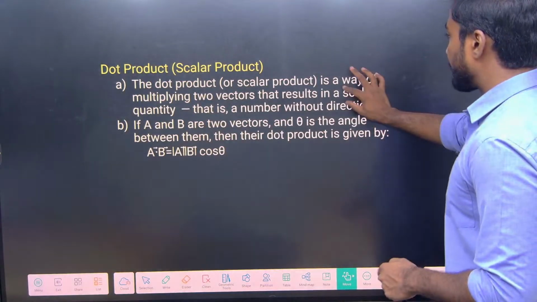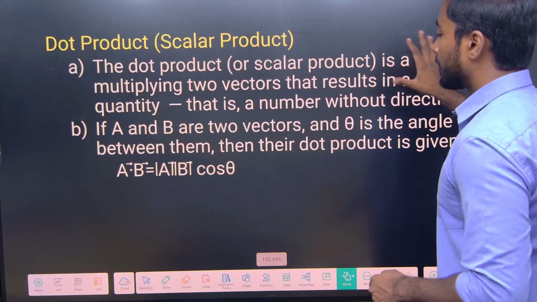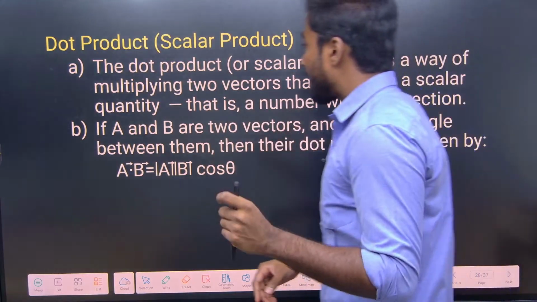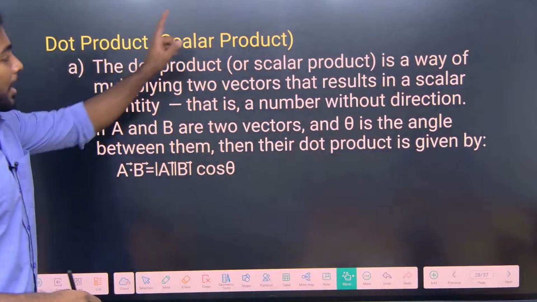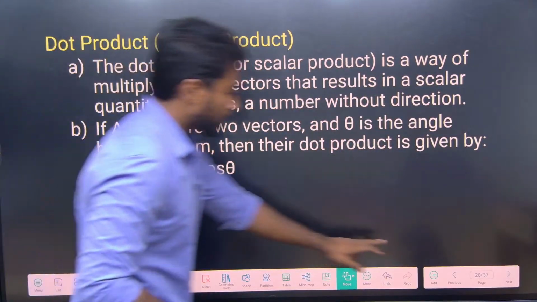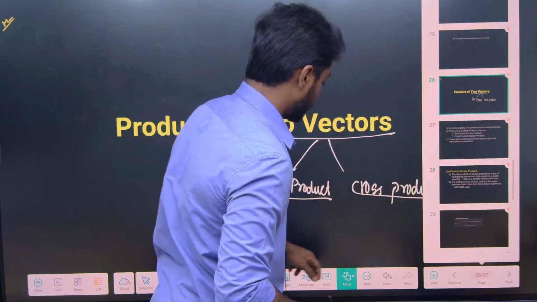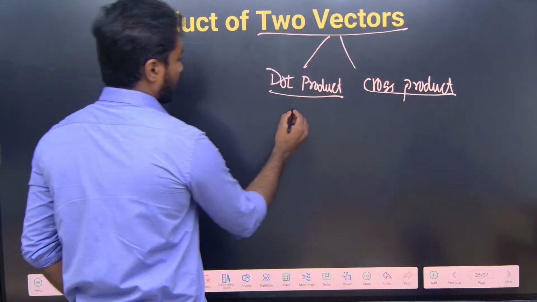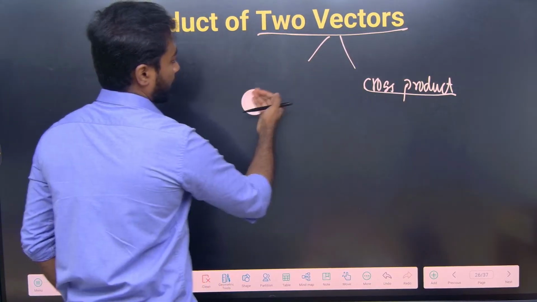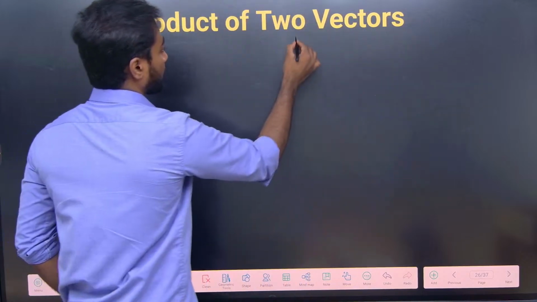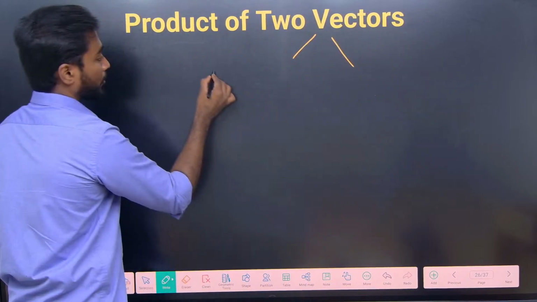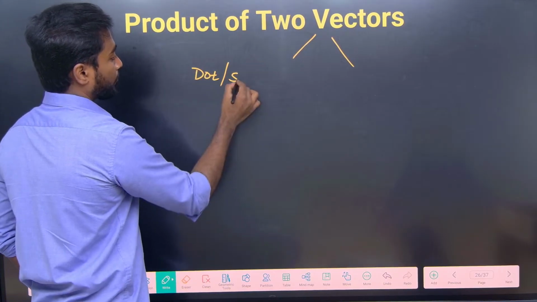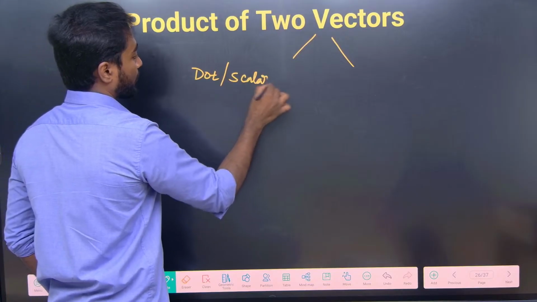Now, we are going to talk about the dot product first. So, the dot product or scalar product is a way of multiplying two vectors and the resultant is a scalar. A dot product or a scalar product, we will say. So, I will write here first: dot or scalar product.